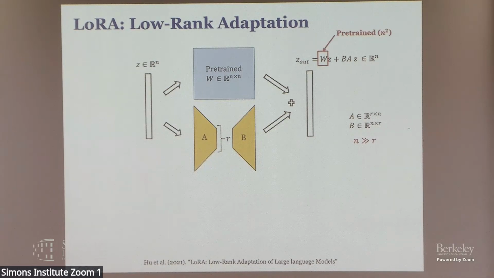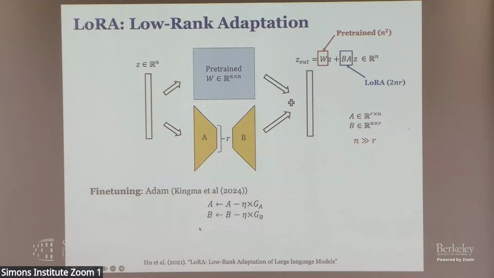What we gain by using low rank adaptation is parameter efficiency. Full fine-tuning requires training W, the pre-trained weights, which has n squared parameters. Instead, we train only the low rank part, which has only 2nr parameters. When r is significantly smaller than n, 2nr is much smaller than n squared. In practice, this is done by using Adam to update the matrices A and B.